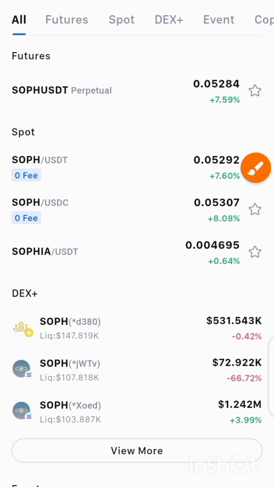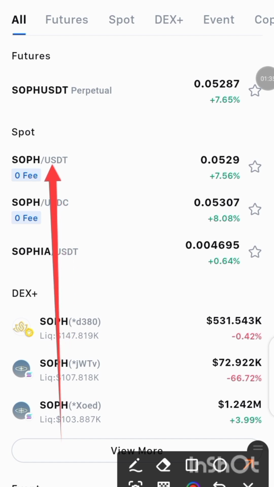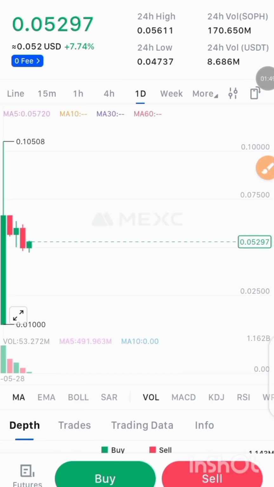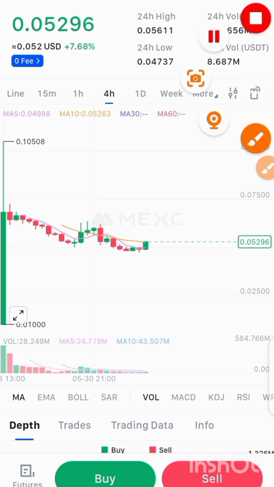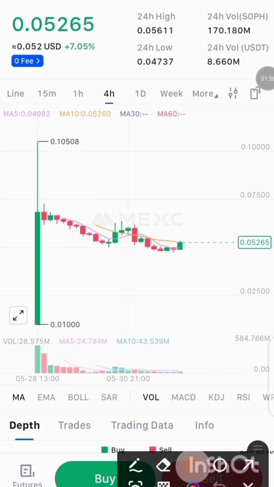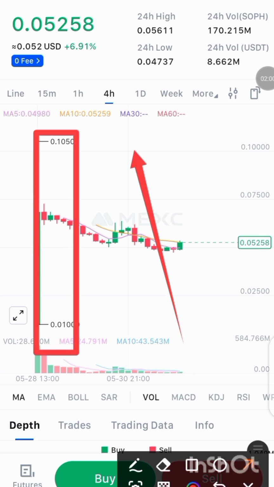If you take a look here, you will see this is the spot of this coin and this is the perpetual, which is the future. First of all, we are going to see the spot of this particular coin with the 4-hour time frame. So if you take a look at this chart, you see that this is the 4-hour time frame. You can see it here.